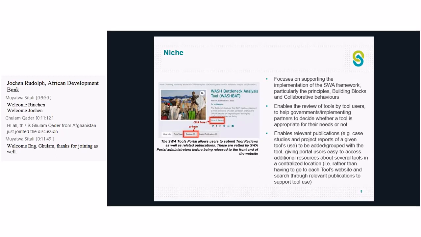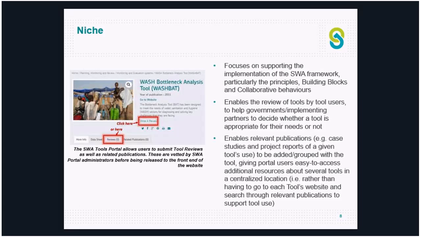We also have a functionality that enables the review of tools by tool users. This picture shows, on each tool page, for example, the WASH bottleneck analysis tool, you can go in and click write a review if you're a government or an implementing partner, and give your experience. We see these kinds of reviews across the internet nowadays on product sites. You've bought a product, let's say a fridge, and you want to evaluate if it's a good fridge or not, you can do that. We wanted to experiment with that here.